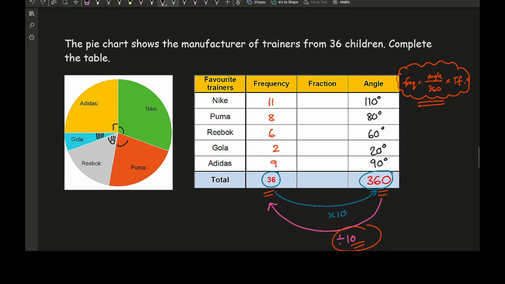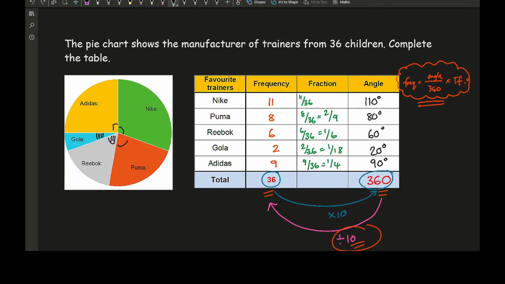Then working out the fraction, again that's going to be 11 over 36, which doesn't simplify. The next one's going to be 8 over 36, which does simplify because I can divide both numbers by 4, so that's going to be 2/9. And it's going to be 6 over 36, which simplifies to 1/6. It would be 2 over 36, which is 1/18. The next one is 9 over 36, which is a quarter.